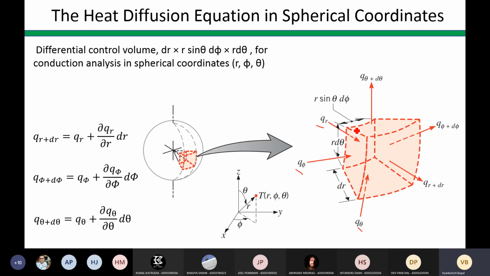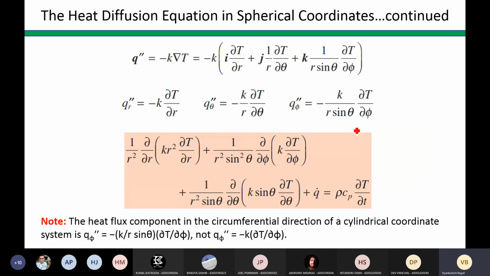So again follow the same procedure as that of cylindrical or Cartesian coordinate system, and you will end up getting this form of the final equation. Write down this equation, the final form of the heat conduction equation or heat diffusion equation in spherical coordinates.